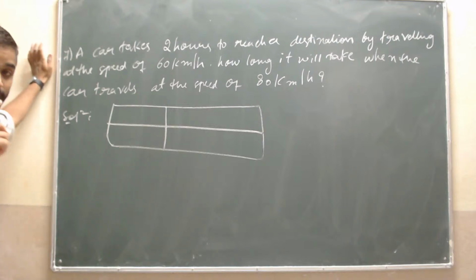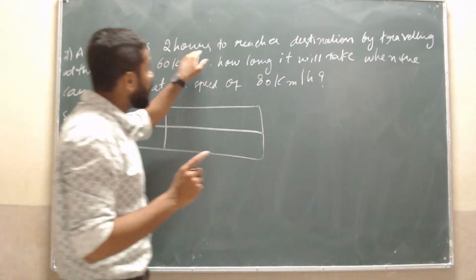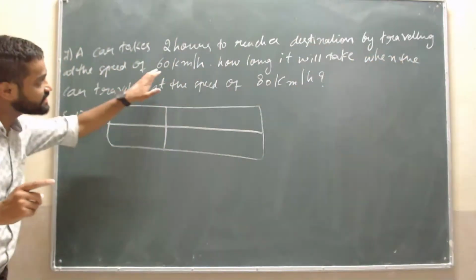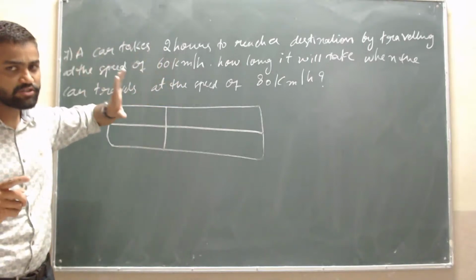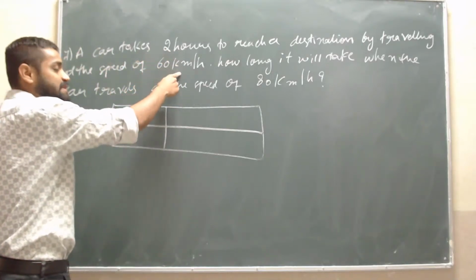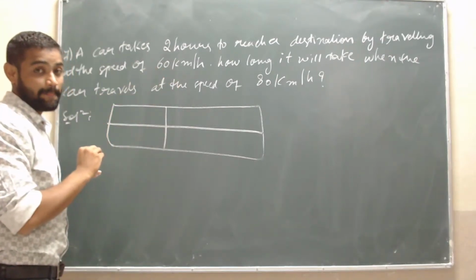First of all, understand the question. The car takes 2 hours to reach a destination by traveling at 60 km per hour. Concentrate. Here he has given 2 hours and 60 km per hour in the first half of the question.